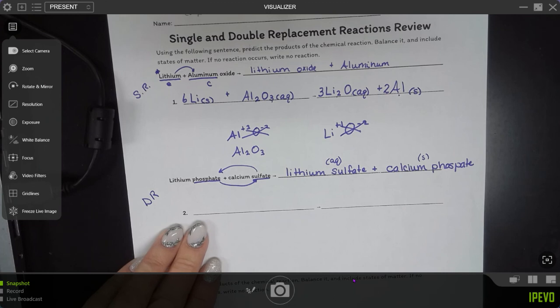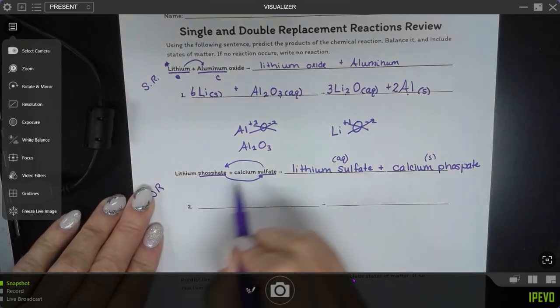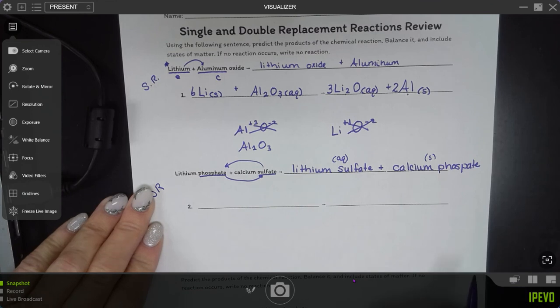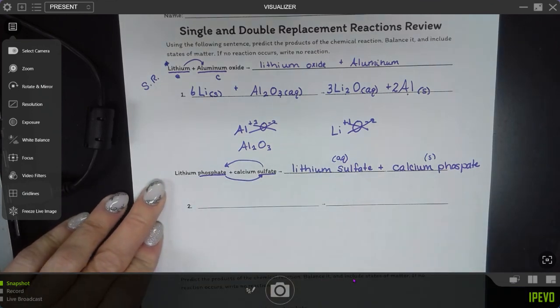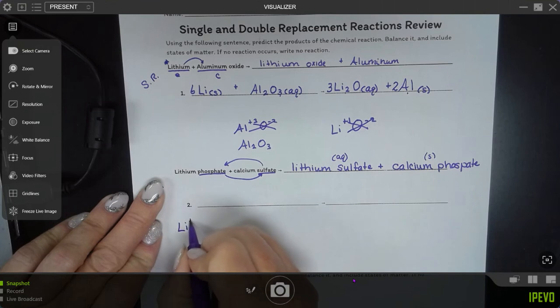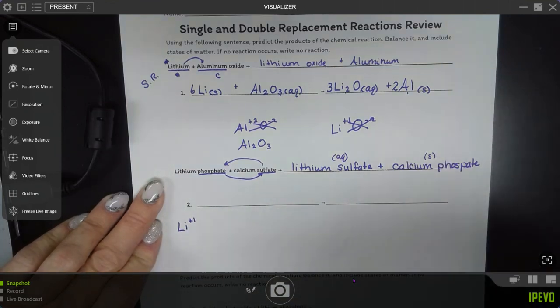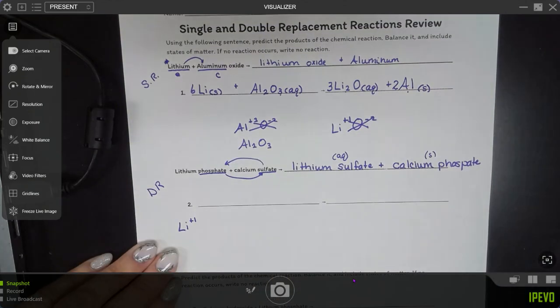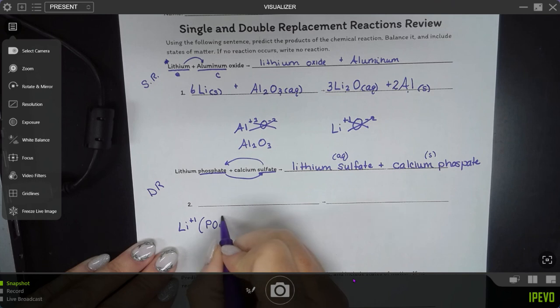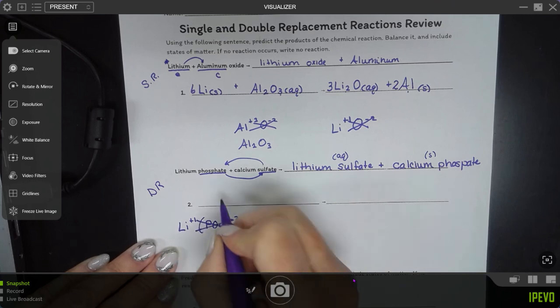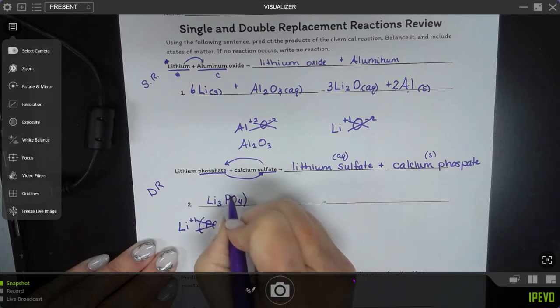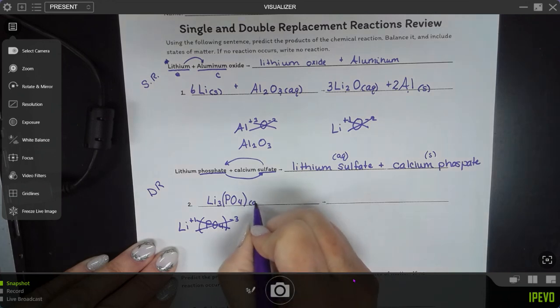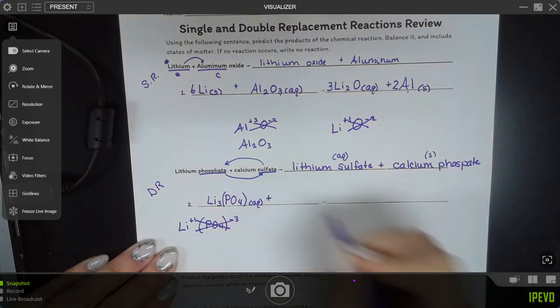So now we have to write the chemical equation. You now have 4 compounds. You have to look at the charges and crisscross. So lithium phosphate. Lithium, we said above, has a +1 charge. Phosphate is a polyatomic ion, on the back: PO4 with a -3 charge. So I'm going to crisscross and get Li3PO4. If you want to leave it in parentheses, you can. That's aqueous. Our reactants are always going to be aqueous.